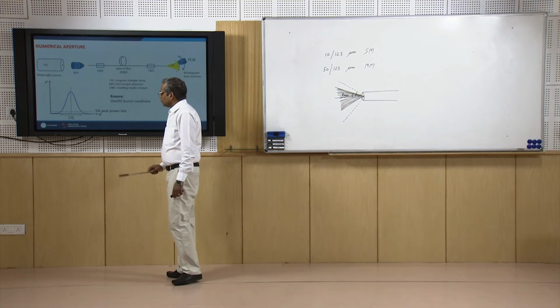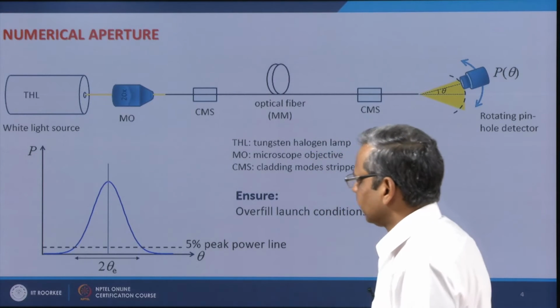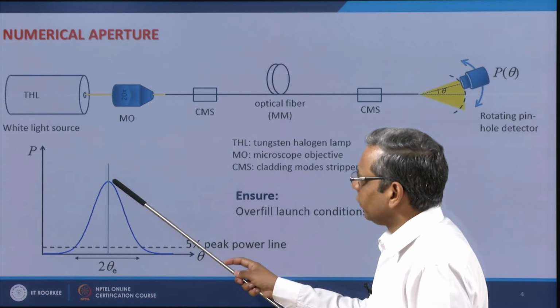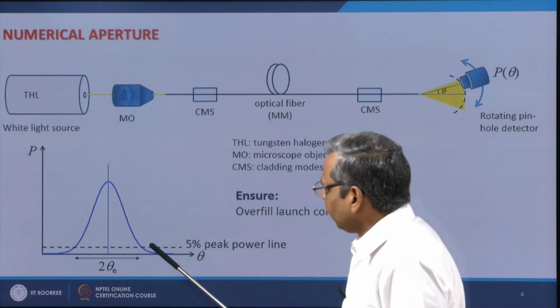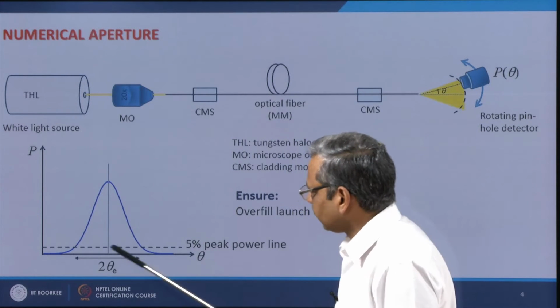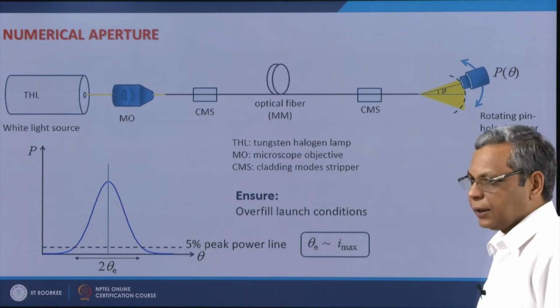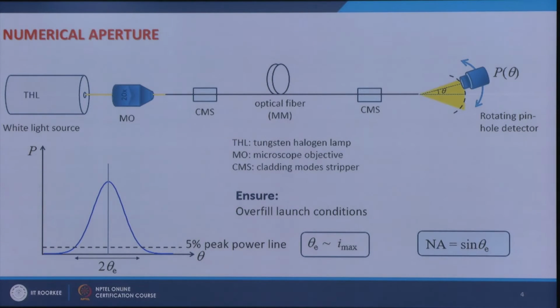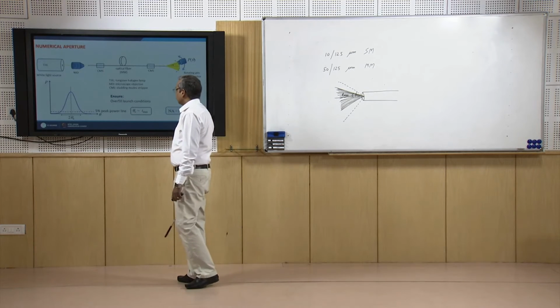For that, the usual way is that you draw a line which corresponds to 5% of peak power. So, whatever power is here, you take 5% of that and get this line, and then find out what is this angular width. If this angular width is 2 theta e, then your Imax is theta e, and then you just take the sine of this and this will give you the numerical aperture. So, in this way you can measure the numerical aperture of the fiber.